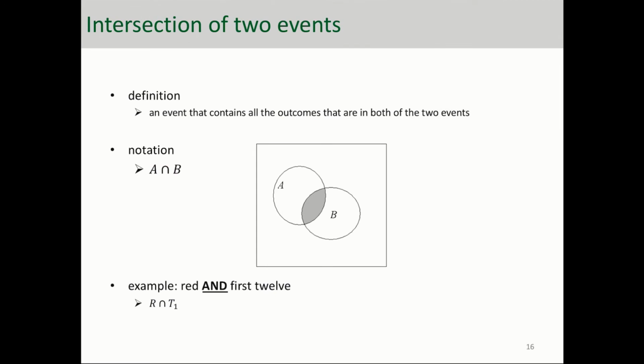The other relationship that exists between events is an intersection. You can probably guess now what the intersection relationship is. The intersection of two events is an event also that has all the outcomes that are in both of those two events. The shaded area here is the intersection of A and B, A intersection B, and this is the sign of intersection. You can also read it as "and": red and first 12, red intersection T1, or red and T1.